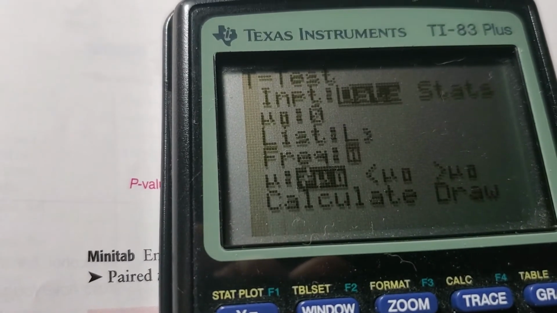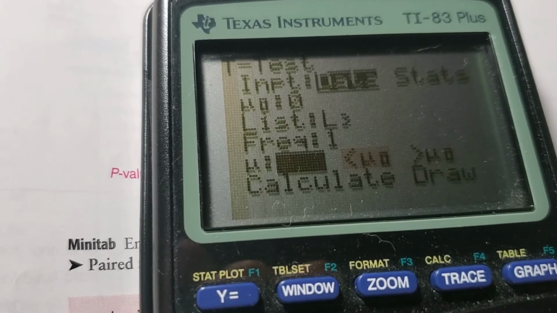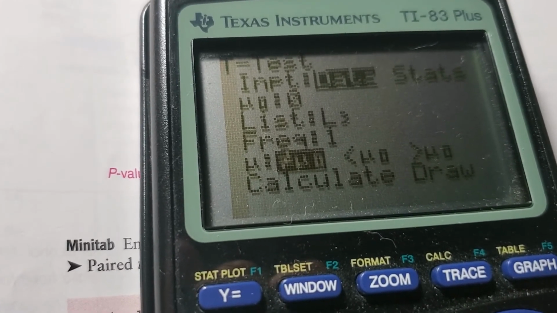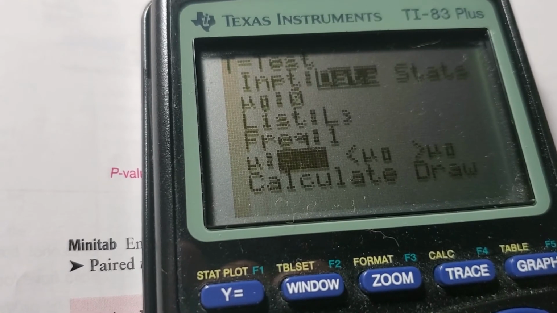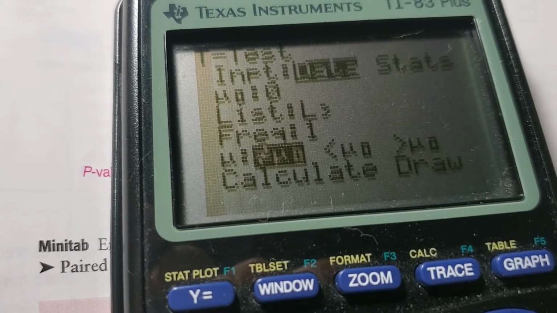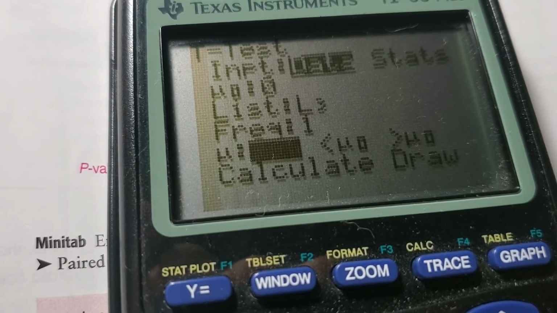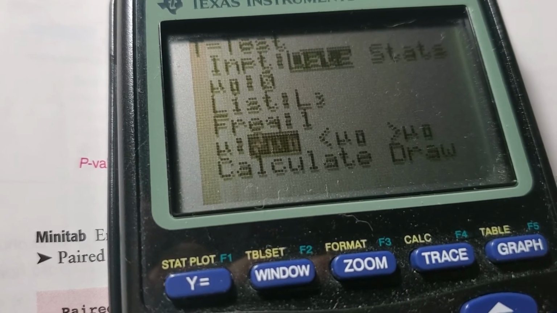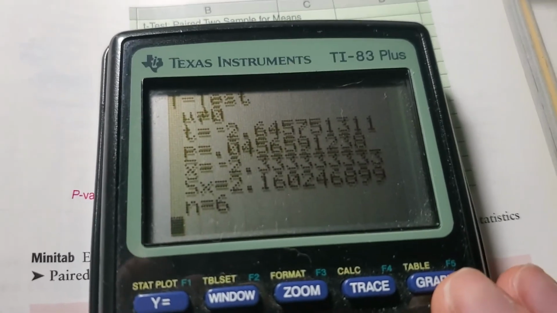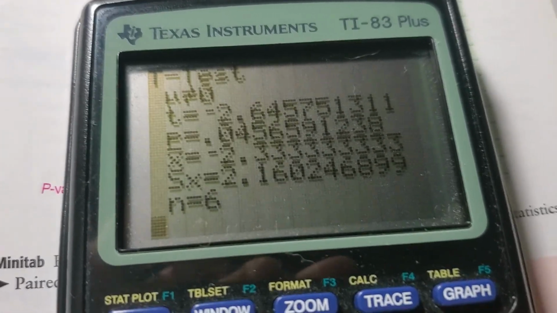We don't need to change the frequency. And now we determine what tail test we're doing. This is the same problem as example 3, basically. We remember that in example 3 we had a two-tailed test, so we're going to say that the alternate hypothesis is mu does not equal 0. Now we're going to calculate it. When we hit this, we're going to be given a lot of really useful information.